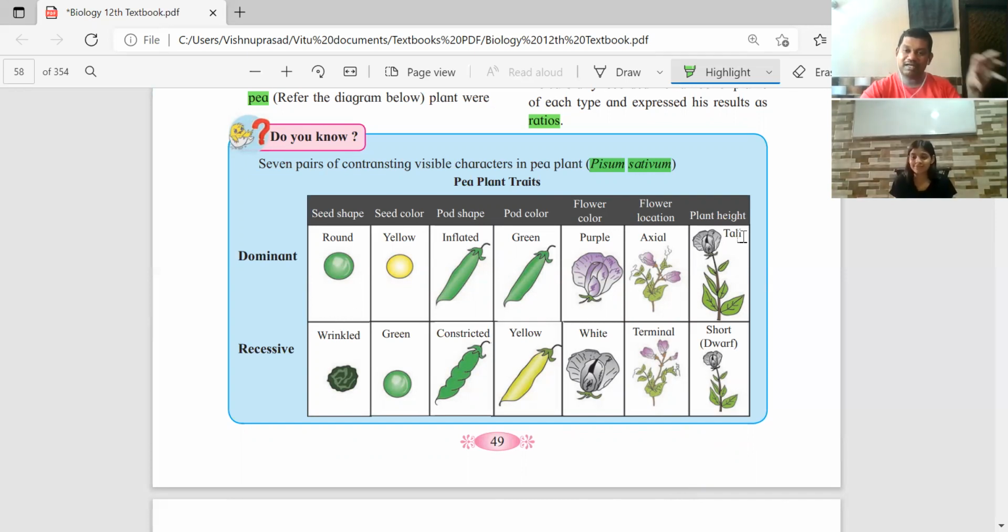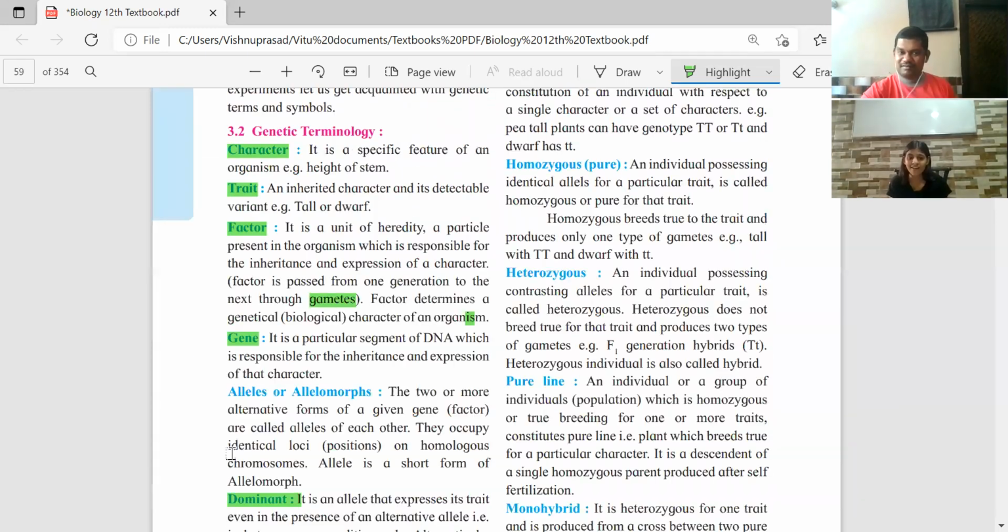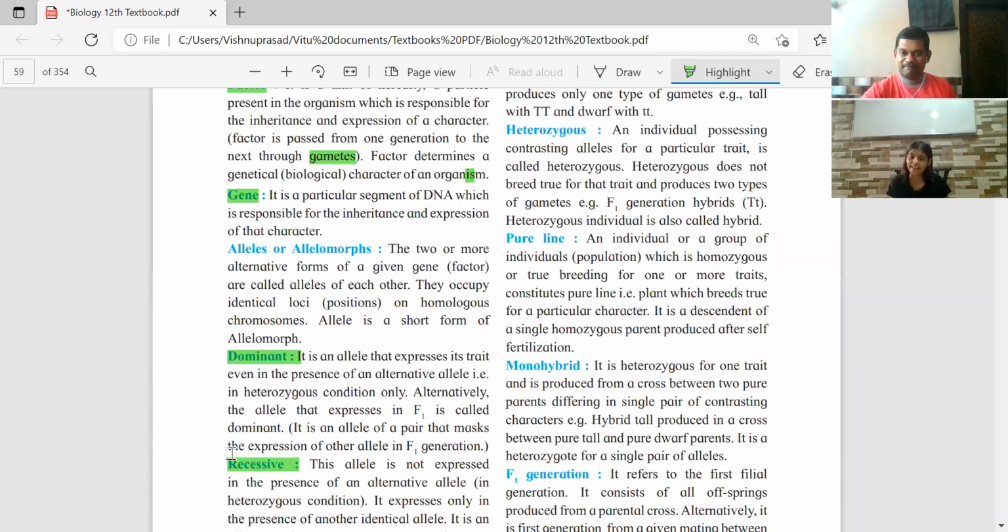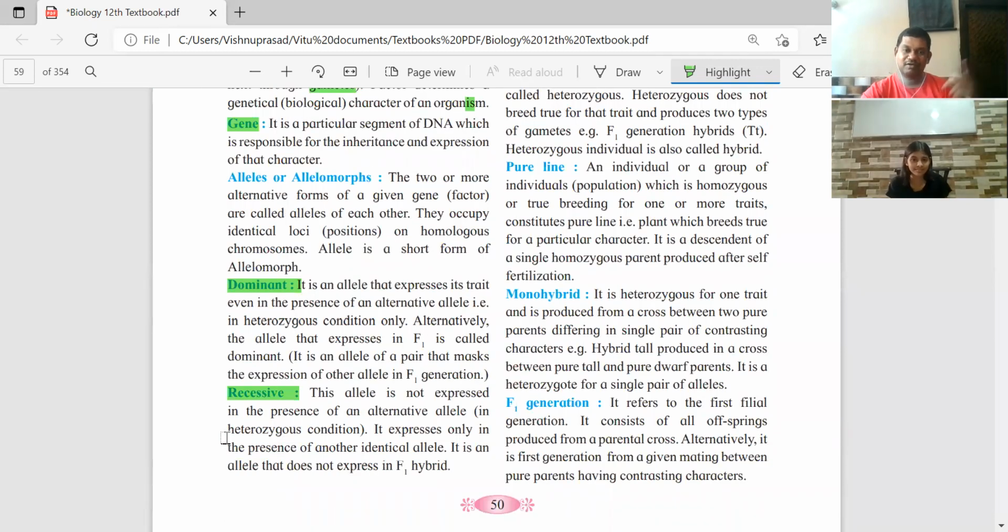Now, tall height is always favorable over short height. The short plant is getting benefited more by tall, no? So that's a dominant one. Are you getting it? So between tall and dwarf, tall is dominant over dwarf.